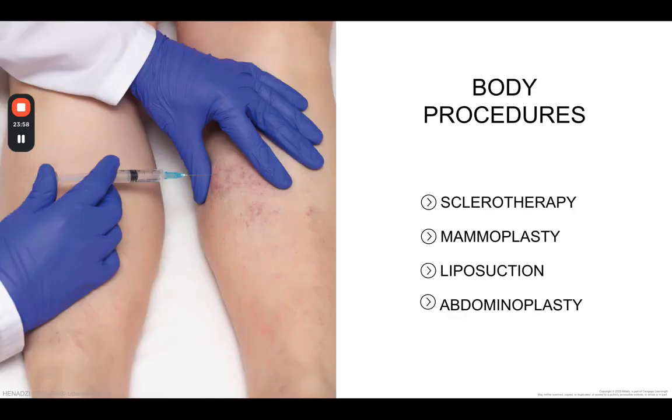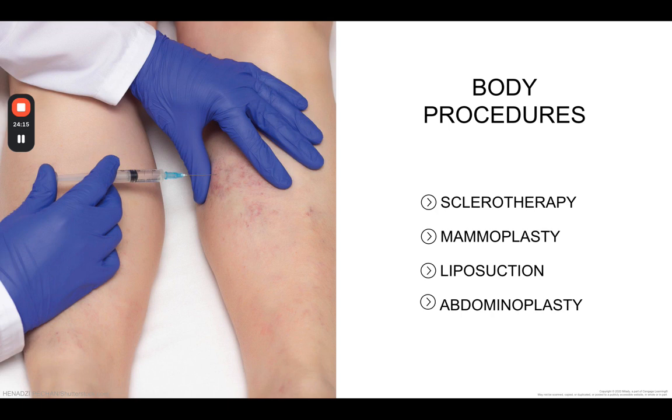Now we're going to get into a few body procedures. So we have sclerotherapy, mammoplasty, liposuction, and abdominoplasty. Again, if your clients put on their intake forms that they have had any of these, that means they've had an elective body procedure.